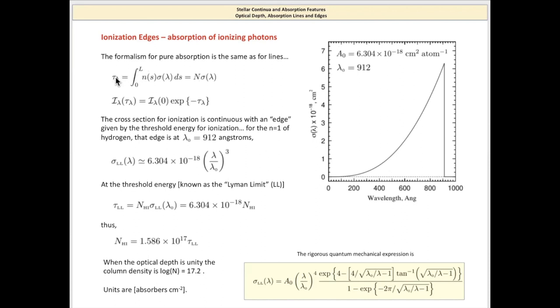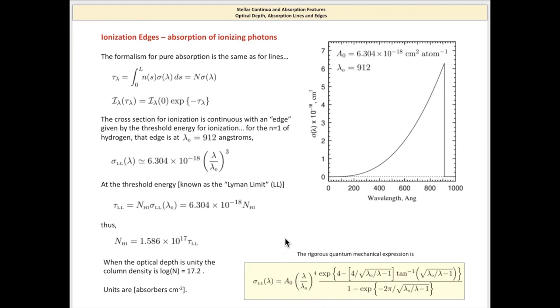So your optical depth, same formalism as before. Your radiative transfer, same formalism as before. The only thing that's different is the cross-section, because it's a different physical process. So if you now take this formalism and use this cross section, what are you going to get? Well, to a good approximation, this cross section can be expressed as this formula here. Now, I want you to understand that this is an approximate version of this formula. It is not the true formula. The true formula I've put down here in this box.